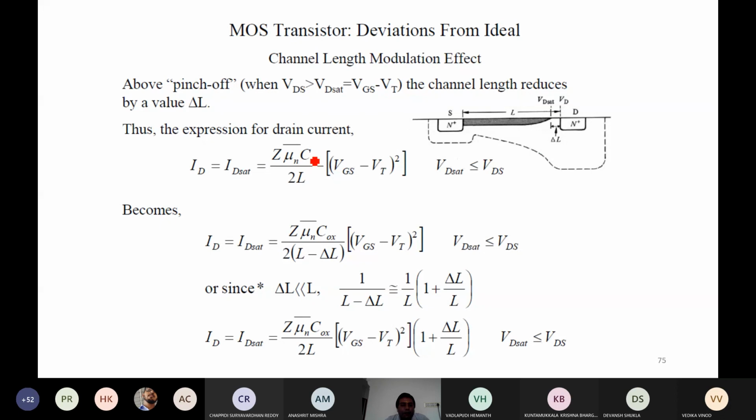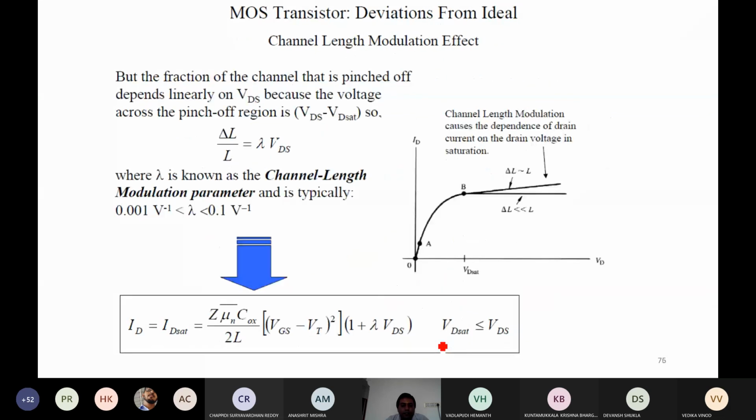In that case, you can use the ID equal to ID set equation, where VD set is less than VDS. In this case, L should be replaced by the effective length. Effective length is not now L. Effective length is L minus delta L, the drawn length minus delta L, where delta L is the pinch off region. So now this equation is modified, using L minus delta L instead of L, and then further solved. Then we can get this equation with 1 plus lambda VDS, which I will explain later.